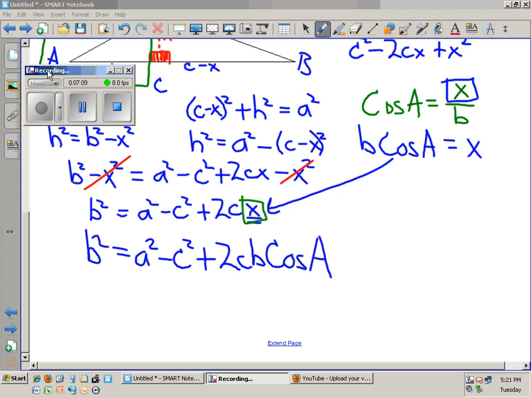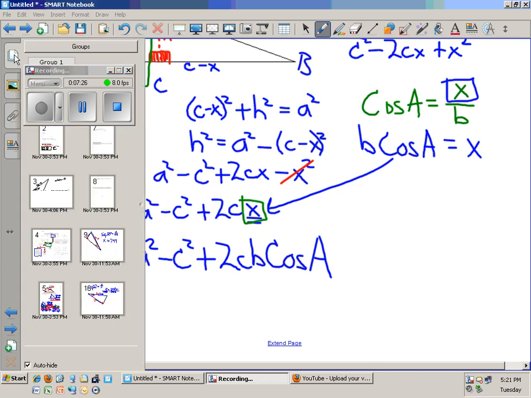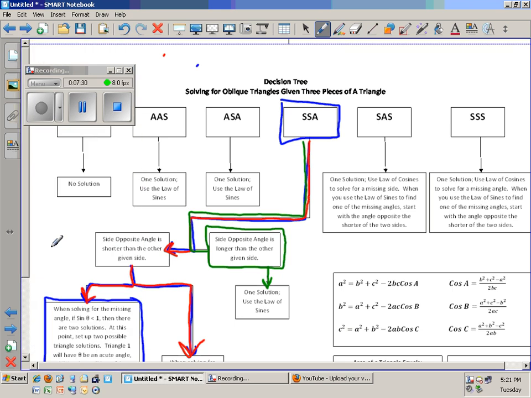Now, you guys, that's one way to express this relationship, the law of cosines. B squared equals A squared minus C squared plus 2CB cosine of A. That's one way to do it. There's hundreds of ways to express those relationships. I know it looks really confusing, but it's not that bad at all. And you don't have to memorize it. I have it in your sheet of notes for you.